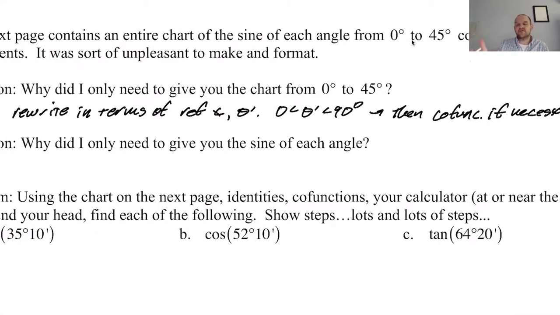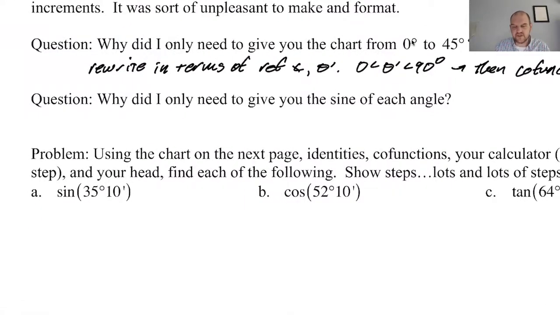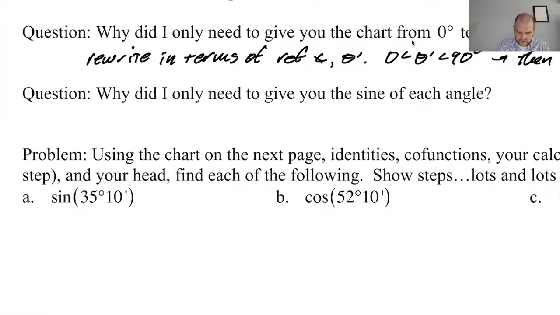Now the other question though is, why only sine? And it actually could have been any trig function. It's just sine is the one I chose. This would have been really interesting if I'd only given you cotangents or something. That would have been terrible. But why did I only need to give you the sine of each angle?